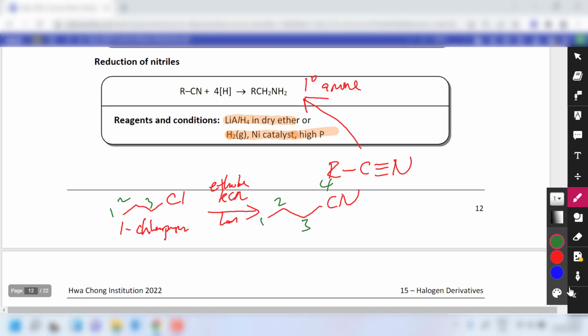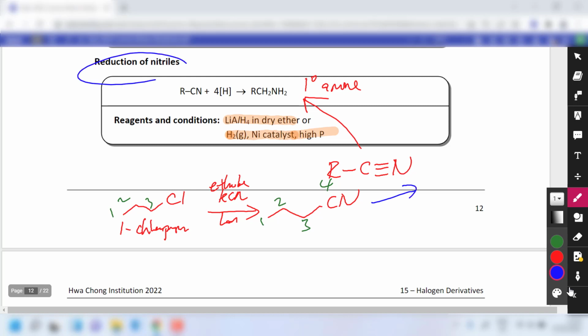Because the carbon in cyanide is also considered a carbon, obviously. So that leads to an increase in the number of carbon, so we usually call this kind of reaction a step-up reaction because it increases the number of carbon counts. And then from here, there are several things we can do.